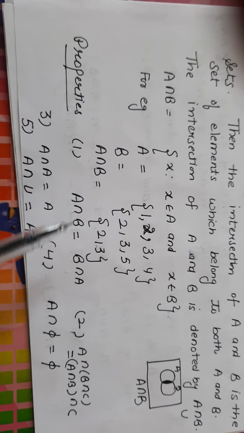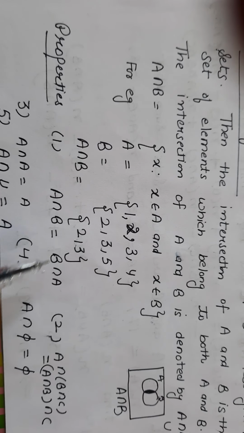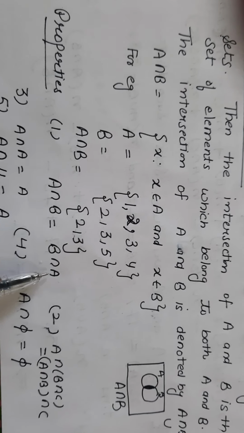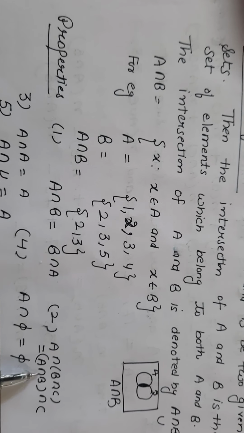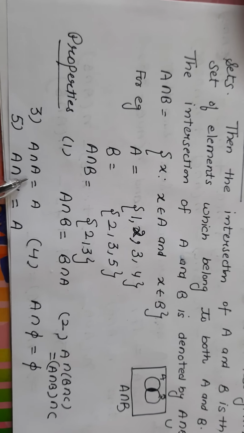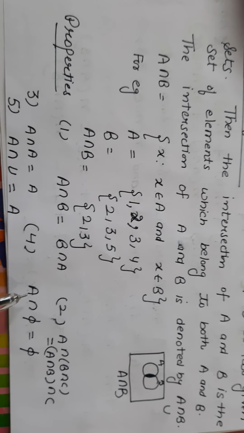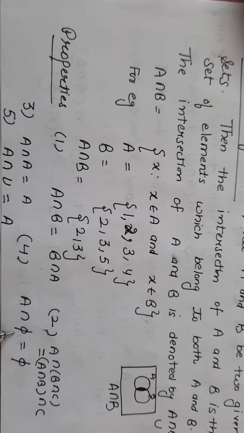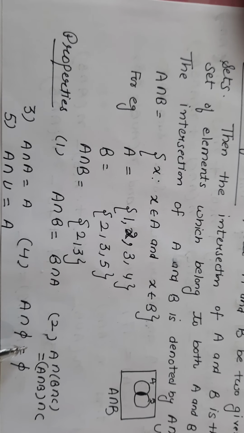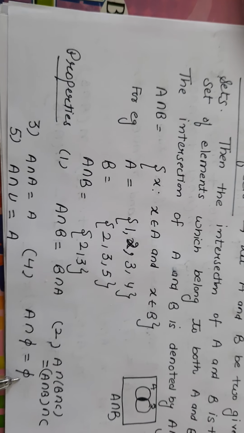Again, the properties of intersection. A intersection B is always equal to B intersection A. This is your commutative law. In the same way, associative law also holds. Third, A intersection A is always equal to A. Now fourth, A intersection phi. Phi means no element, the set is empty. When one set is empty, that means the intersection is also going to be empty.